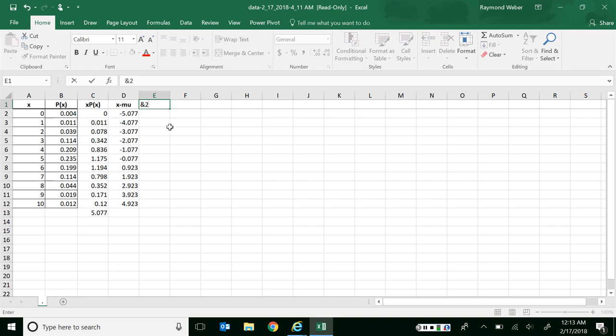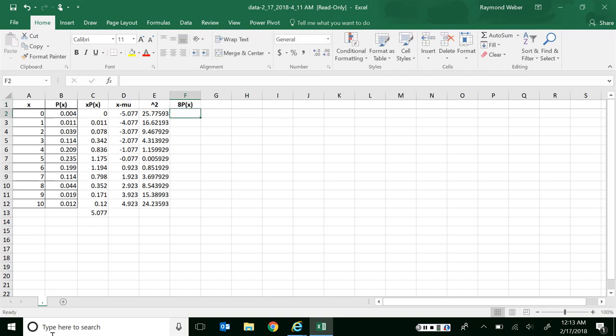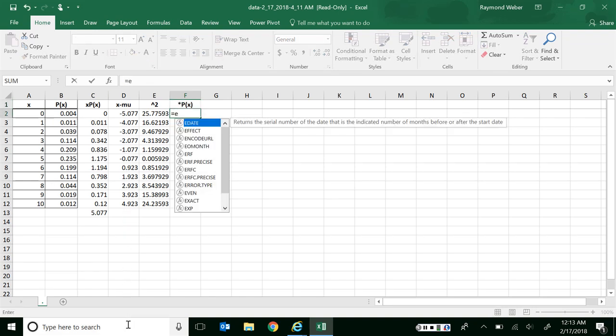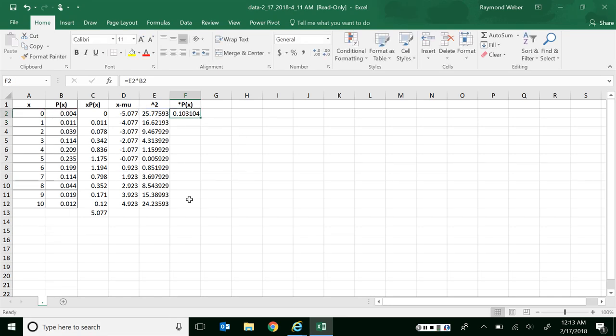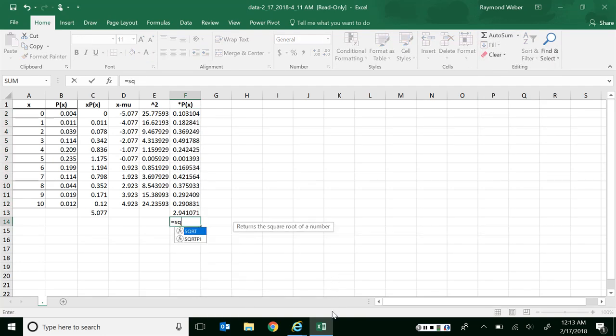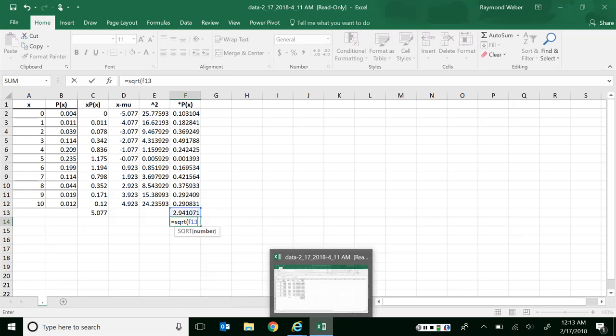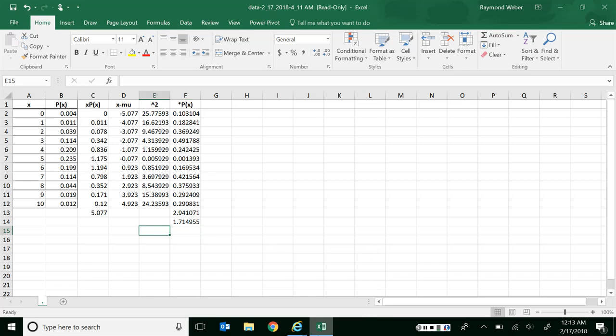And then I'm going to square this value. Obviously, you can do more than I did in each step, it's just easier for me. And then I'm going to fill down again. And then finally, I'm going to multiply by P(x), so E2 times B2. Fill down, AutoSum. Now this isn't the answer, that's the variance. Now I'm going to take the square root of F13. Okay, so that's my standard deviation.